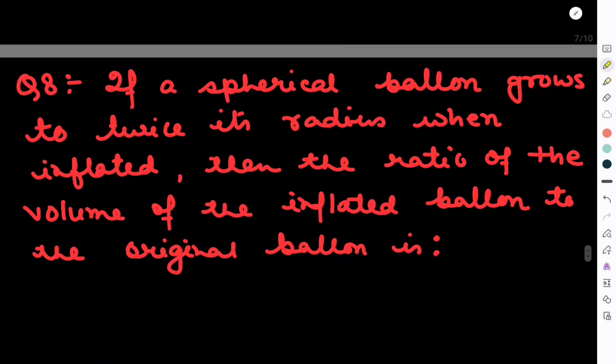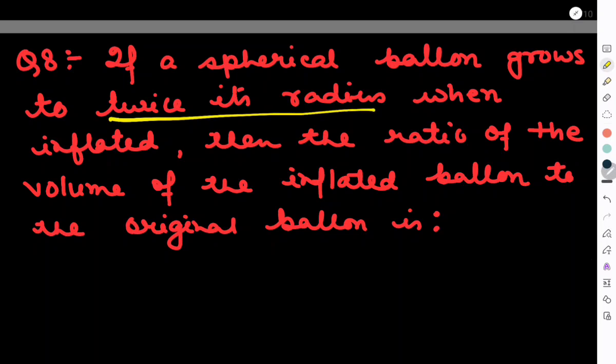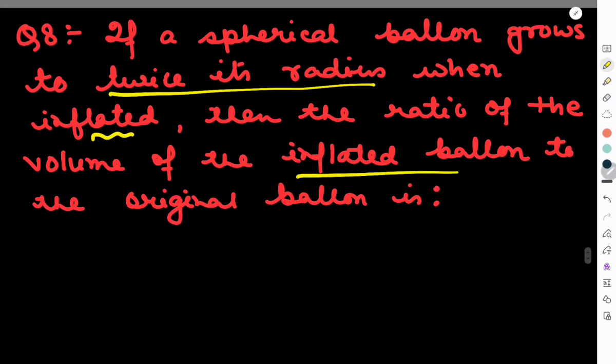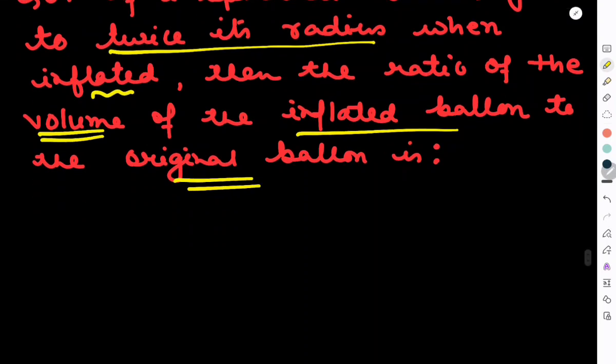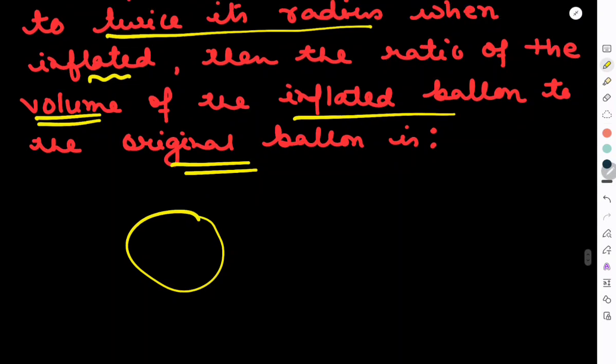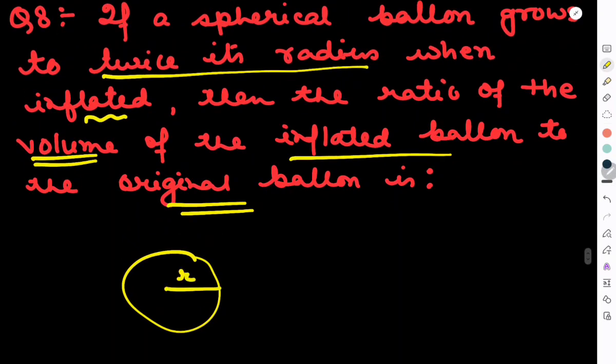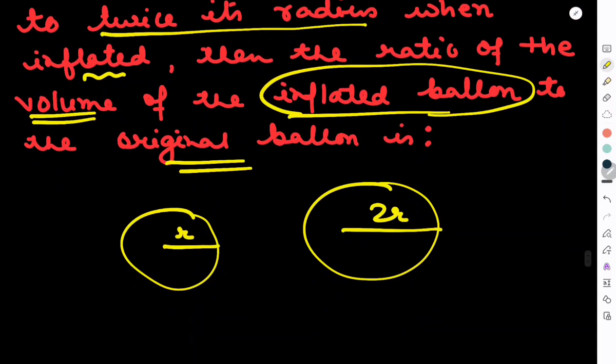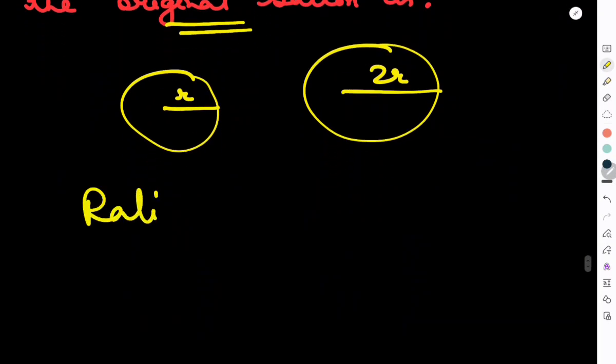Question number 8. Now next, if a spherical balloon grows to twice its radius, very important, twice its radius, when inflated, then find the ratio of the volume of the inflated balloon to the original volume. So this is, first of all, a spherical balloon. So a sphere, and let's say its radius is r. When I inflate it, its radius is doubled, now the radius is 2r. So the ratio is the volume of the inflated balloon by the volume of the original balloon.